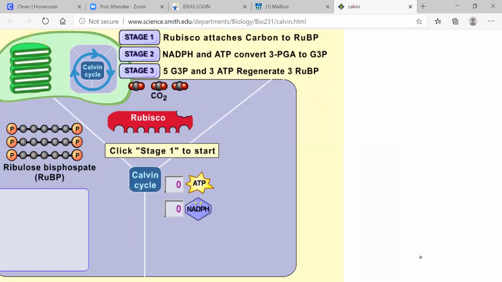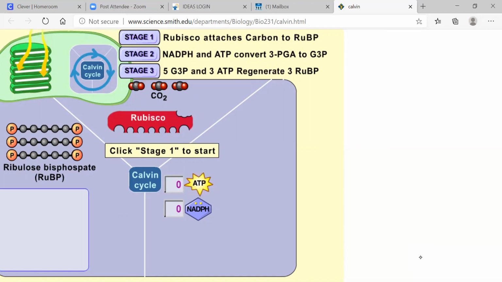So if you look on the left, you see that there are 3 molecules of RuBP. This is Rubisco, your enzyme. Here's your 3 molecules of carbon dioxide. We're going to do a head count for how much ATP you use. Stage 1, Rubisco attaches the carbon to RuBP. This is known as carbon fixation. All that's going to happen is that this is going to attach to each of these, thanks to the enzyme, and it's going to form 6 molecules of PGA.